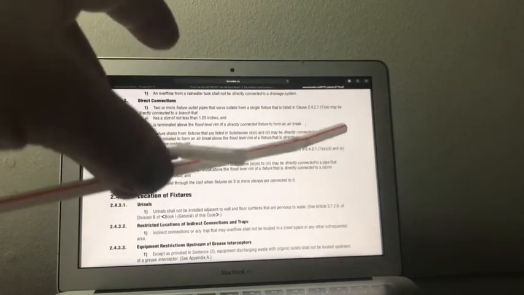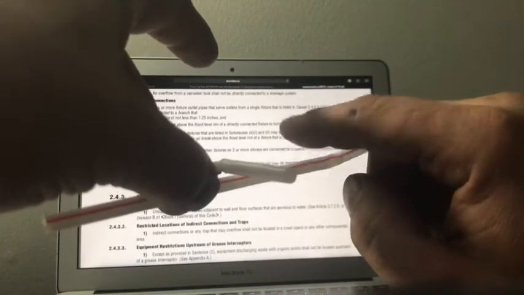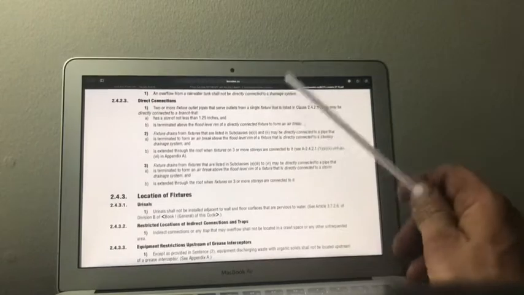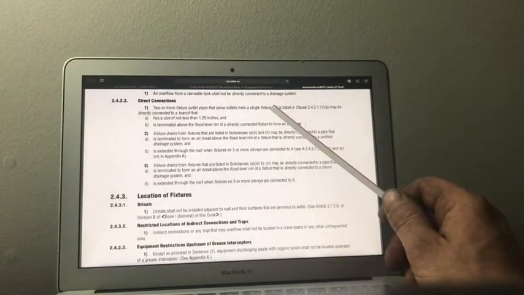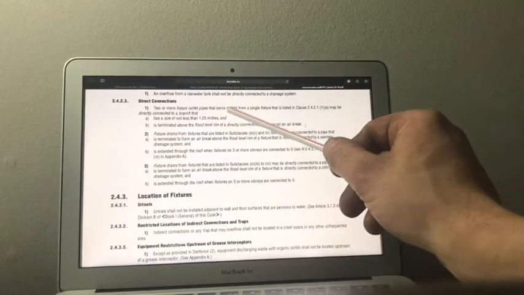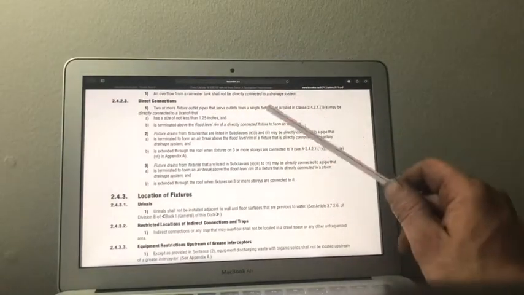your space. So DWV, condensate copper line that goes down there, and this 1.25 inch DWV would be indirectly connected, but they are saying that these fixtures that need to be indirectly connected, they are saying 2 or more fixture outlet pipes that serve outlets from a single fixture.